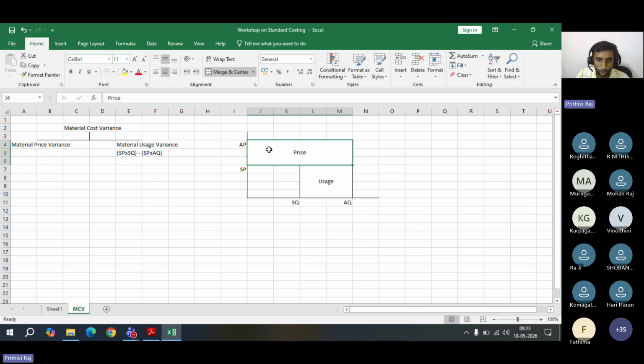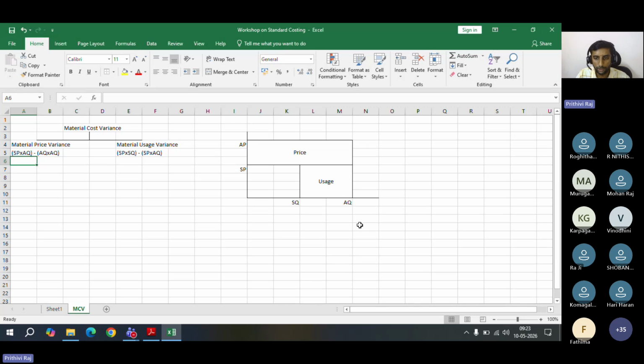Second formula, we will go to price variance, this box. So this box ends here. So the formula is SP into AQ minus AP into AQ. Okay, SP into AQ minus AP into AQ. Understood? SP into AQ minus AP into AQ.